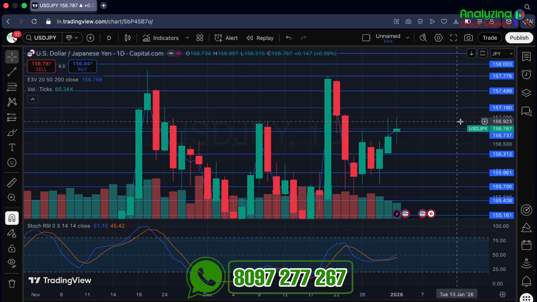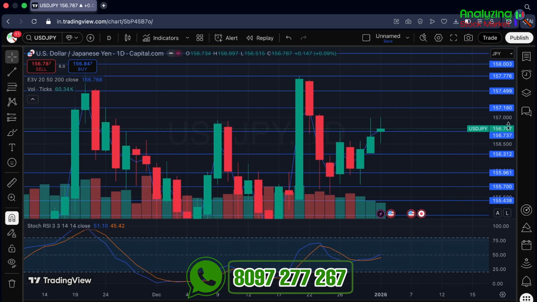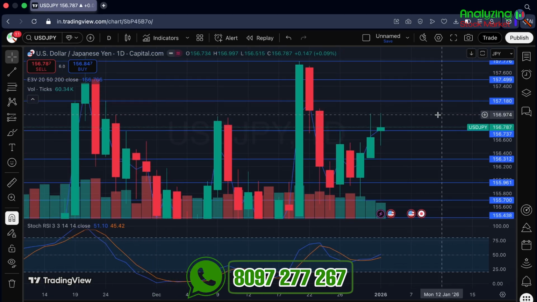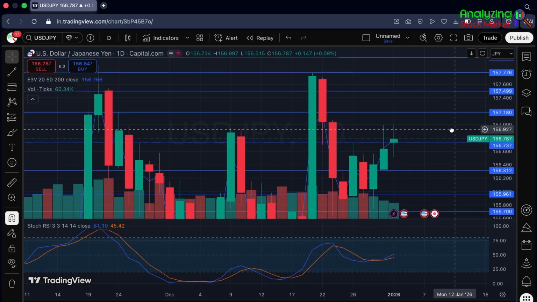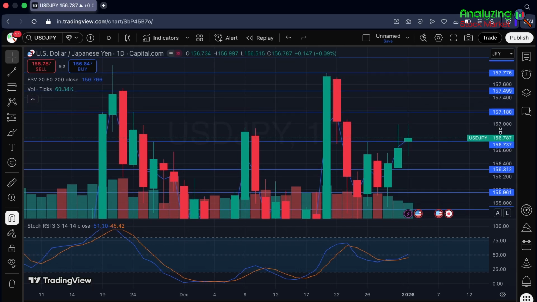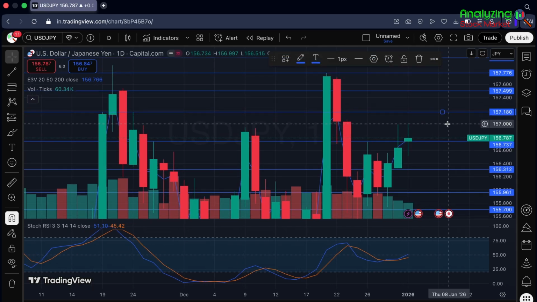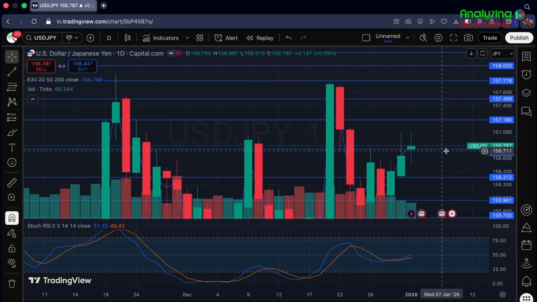So here the important support zones and resistance zones are already marked. We don't need to mark any new levels; we can use the same levels which we used during our previous week analysis. So straight away, let's talk about the closing first. 156.787 was the closing. The direct support is 156.737 and the direct resistance is 157.180. After direct support there is a support of 156.312 and then 155.961. After direct resistance, there is a resistance of 157.499 and then 157.776.